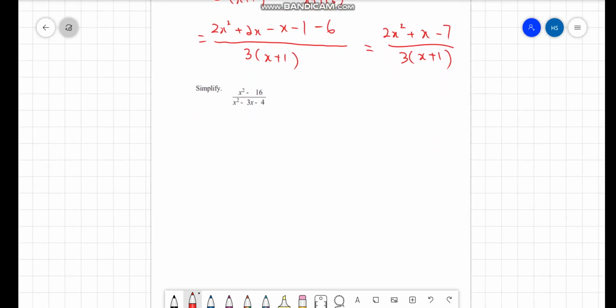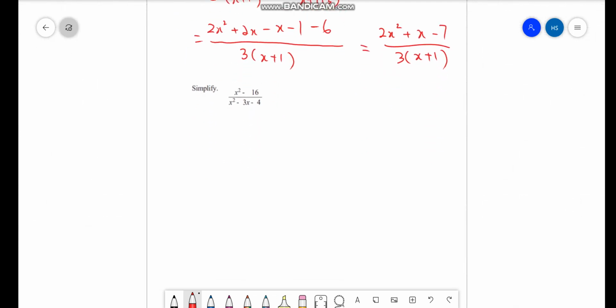Then the second one, simplify this equation. So how are we going to simplify this? It's actually very simple. Just do the factorization on top and bottom. So x squared minus 16, if you factorize it, you should get x plus 4, x minus 4. I hope you guys still remember this. Then over x squared minus 3x minus 4, you should get x minus 4 and x plus 1.